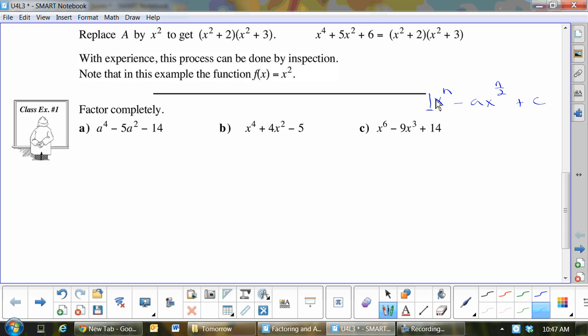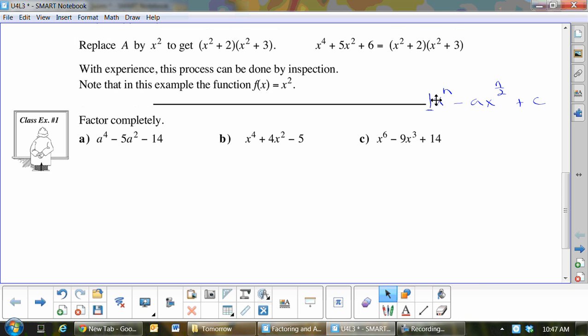What we're going to do is we'll just do A and C maybe. Okay, so we'll do these two. Okay, so we'll do A and C. We're going to do just like we've always done before. What two numbers add to give me -5, multiply to give me -14?